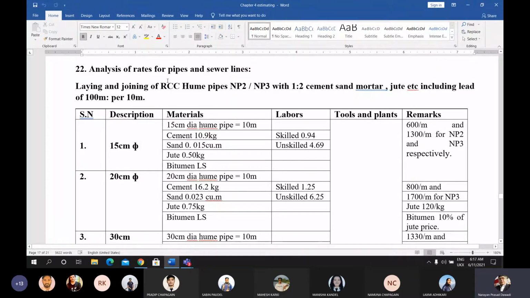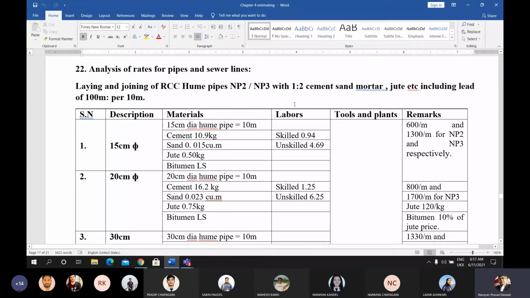You may be asked per 100 meter, per 200 meter, per 1000 meter, per 9.5 meter, etc. But first of all, find the rate analysis of 10 meter, and convert it using the unitary method, and find the rate for the given length of the pipe. In this way you can do the rate analysis.